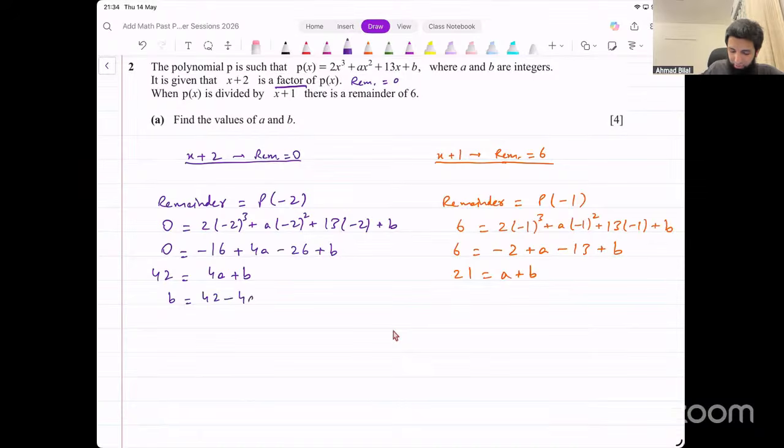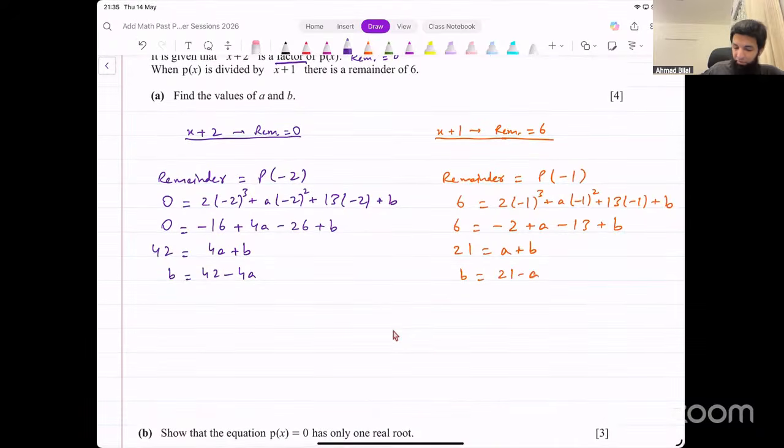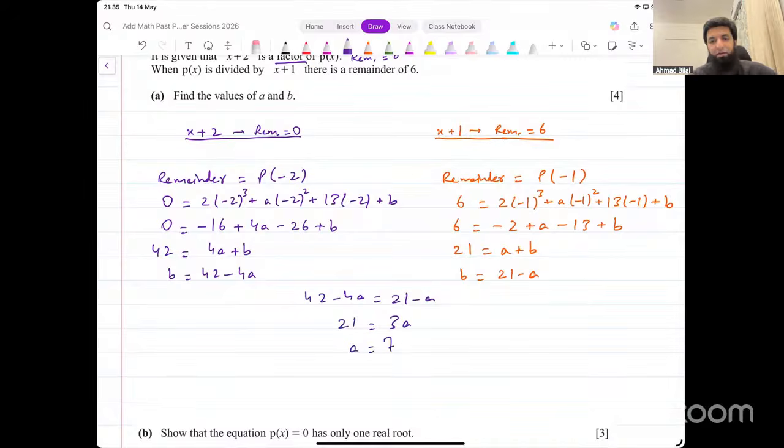What about the other one? Let's make b the subject from this. b equals 21 minus a. Let's equate both of them. This gives us 42 minus 4a equals 21 minus a. And we get 3a equal to 21 from this, and the value of a turns out to be 7. This is one value that we were looking for. a equals 7 from this, right?